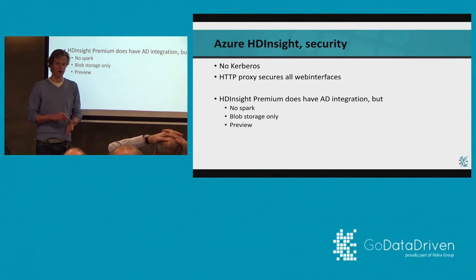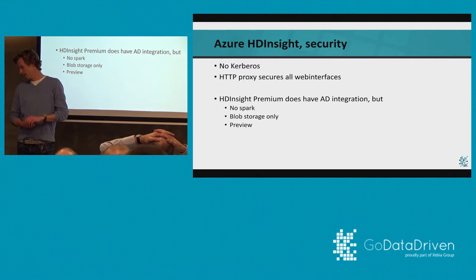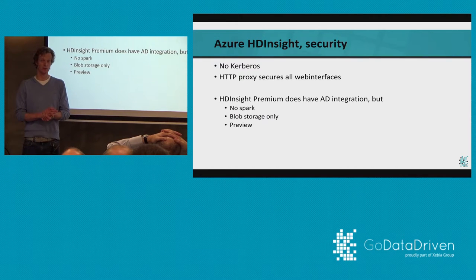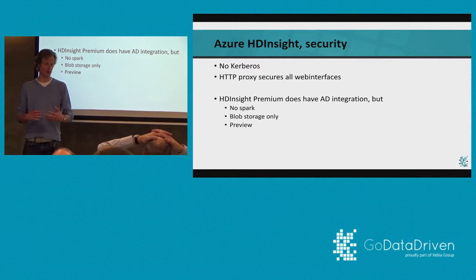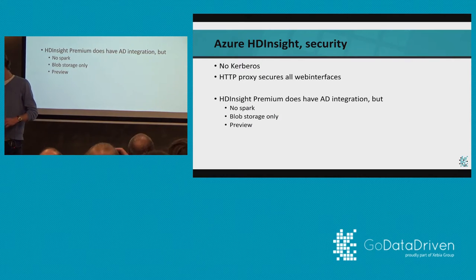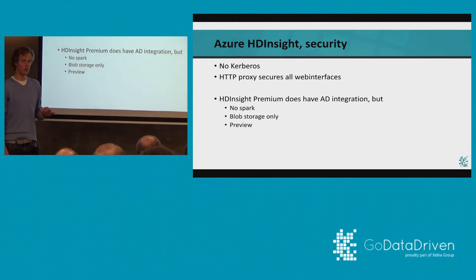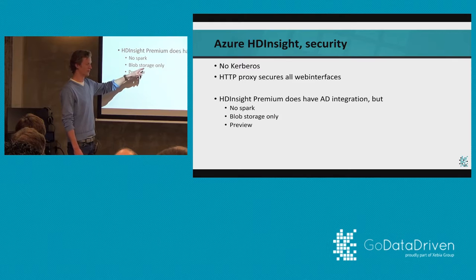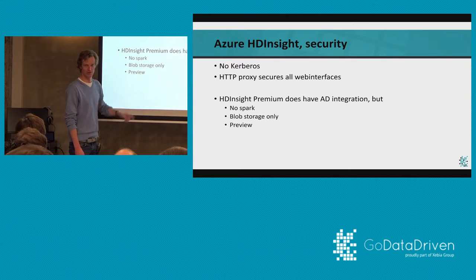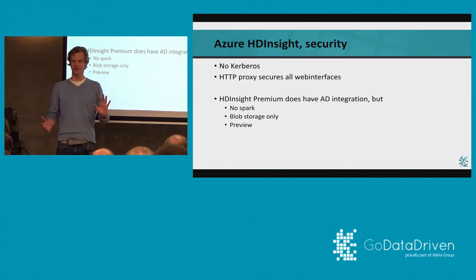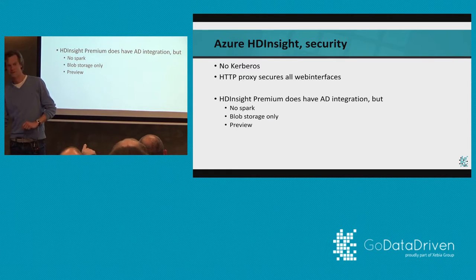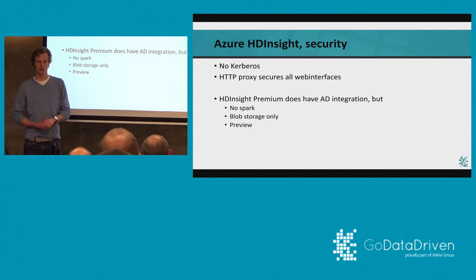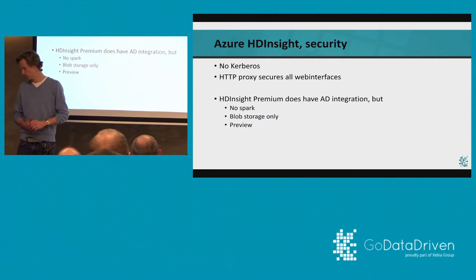Again, similar to EMR, no Kerberos. You get this HTTP proxy, which secures all web interfaces, so you get it for free. Same users you use to log into, let's say, Ambari, which is included in Hortonworks. But they have this variant, which is called HDInsight Premium, and actually has AD integration. But then you don't get Spark. You can only use blob storage, and it's in preview mode, which probably means that it's broken in some way you can't envision beforehand. So basically, it has Kerberos and the Active Directory integration. Yeah, so that's more or less how you would want to do this.